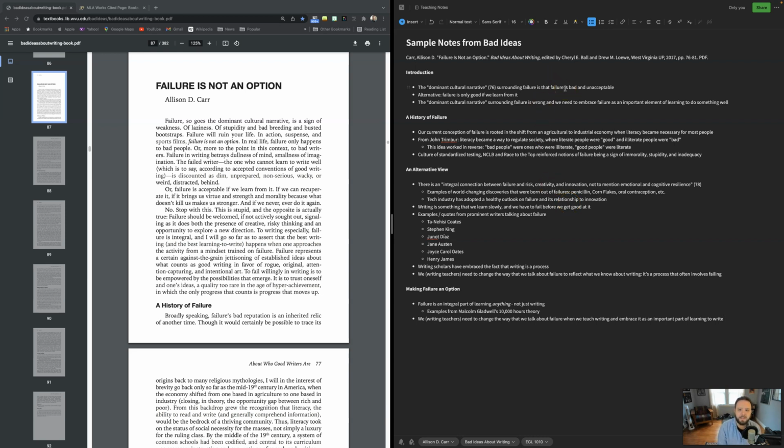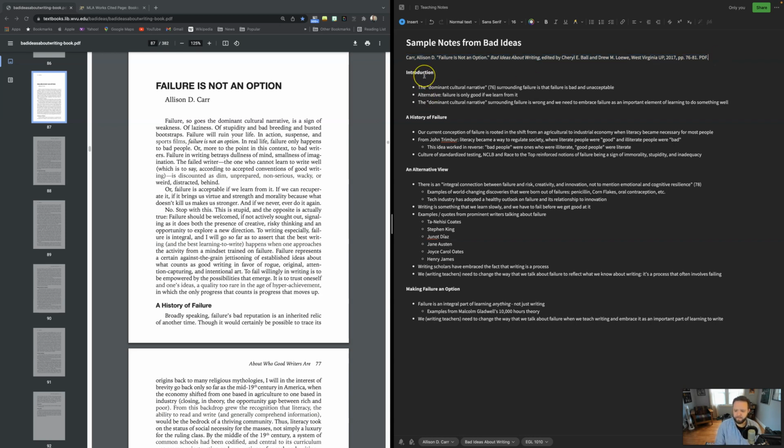So what I generally tend to do is I start my reverse outline by putting just a full citation information up at the top of the page. That way, whenever I need to put together a bibliography or a works cited page, I have it right there.